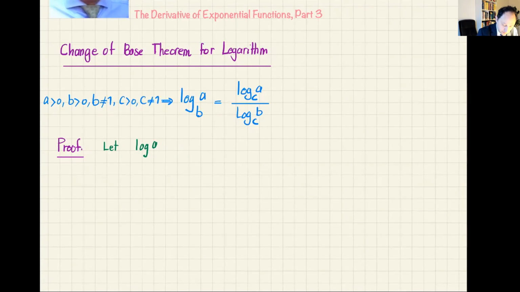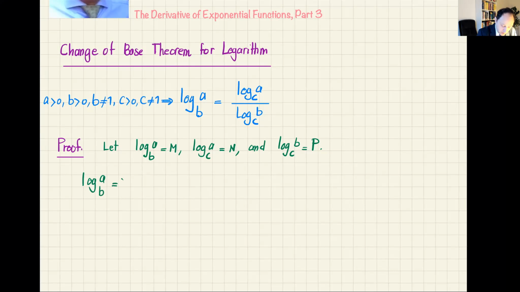So let me give names to this. Let me call logarithm of A in base B, M. Let me call logarithm of A in base C, N. And finally, let me call logarithm of B in base C, P. Okay, so let us see what happens. When you say logarithm of A in base B is equal to M, this means that B to the M is equal to A. Yes? When you say that logarithm of A in base C is N, this means that C to the N is also A.